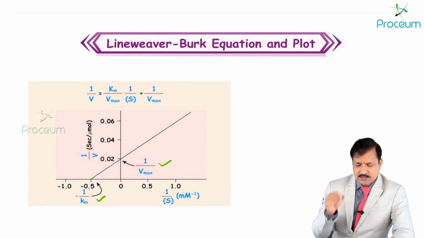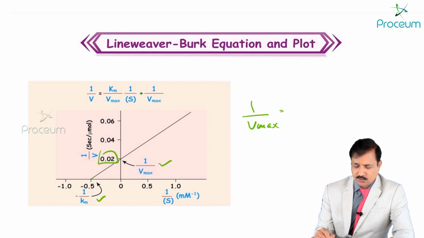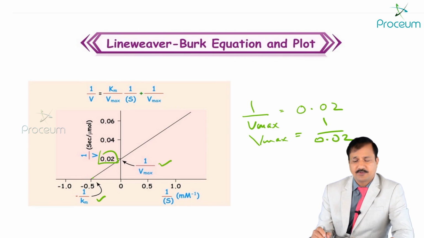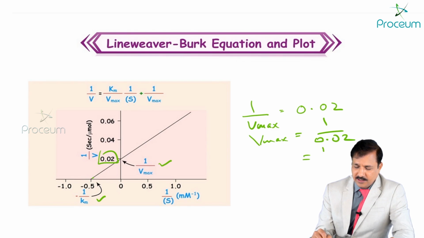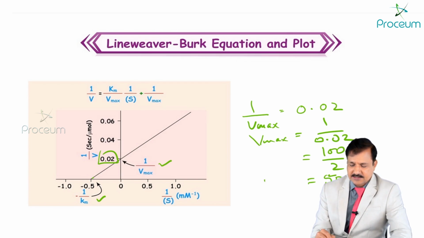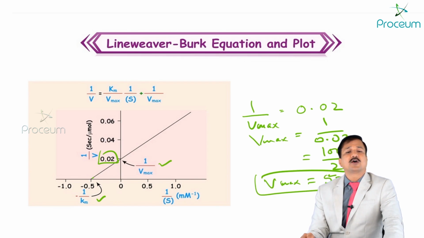Once you know the 1 over Vmax value, you can calculate what is Vmax. Here in this example, 1 over Vmax is 0.02. Now what is the Vmax? Vmax equals 1 over 0.02. How to simplify that? 1 over 0.02 will be 100 over 2, and 100 over 2 will be 50. That means Vmax equals 50. Maximum velocity is 50 there.